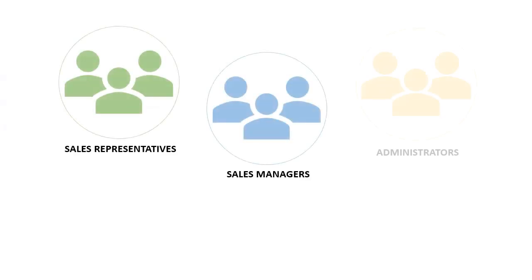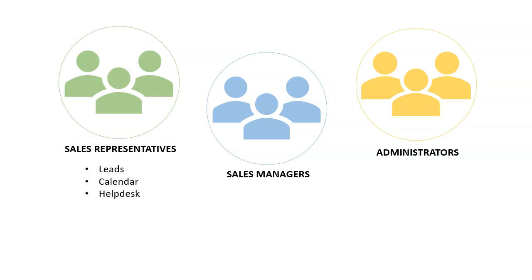Different user roles, such as a sales rep, sales manager, or administrator, normally require access to different sets of CRM functions and data. By creating a user class for each user role, and assigning your users to the appropriate user class, you can ensure that each user has access only to the functions and data that they need for their work. For example, a sales rep requires access to CRM leads, calendar, and helpdesk.